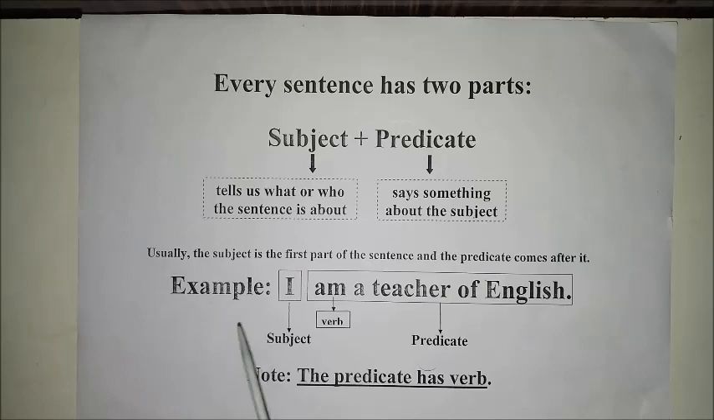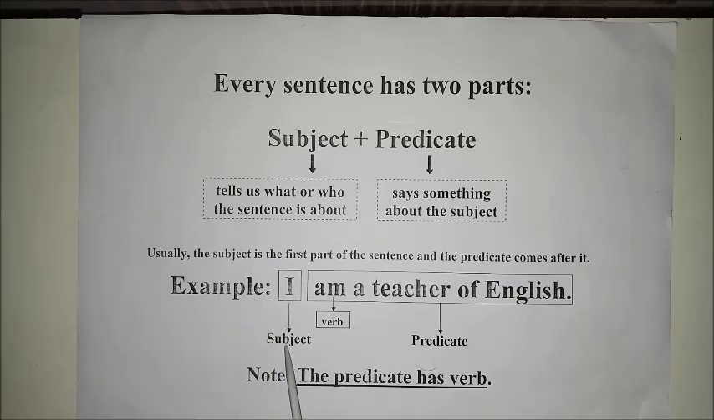Now, see this example. I am a teacher of English. In this sentence, I is the subject because this is what the whole sentence is about. Am a teacher of English is predicate because this part gives us some information about the subject I.